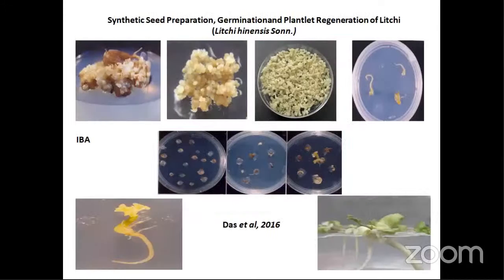Das et al. in 2016 studied the synthetic seed preparation, germination and plantlet regeneration of Lychee henensis. They used different concentrations of IBA for the induction of somatic embryos. Once they got a sufficient quantity of somatic embryos, they encapsulated them using 3% sodium alginate, and they have got very good results.